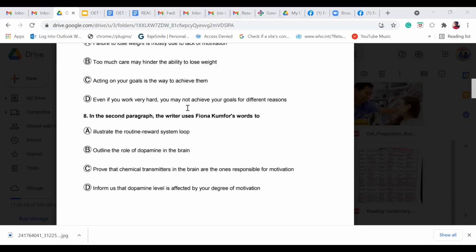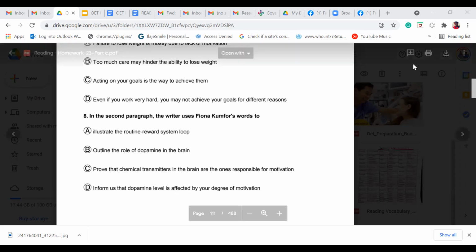So I will, in my head, do a mental picture of routine, reward. You can underline it. Role of dopamine, prove that chemical transmitters in the brain are the ones responsible for motivation. So you have chemical transmitters there. Inform us that dopamine level is affected by your degree of motivation. Dopamine level, chemical transmitters. So let's go to the text.